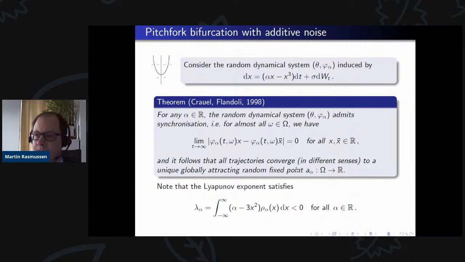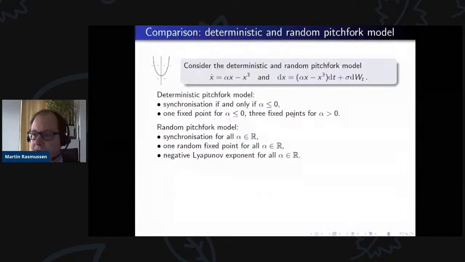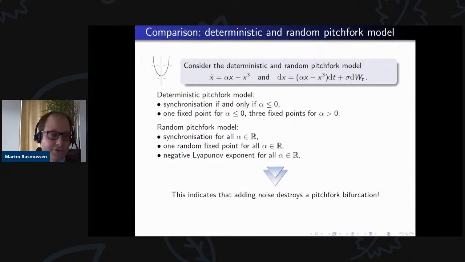But let me now summarize. So we have the deterministic pitchfork bifurcation, and we have the random pitchfork model. And what is the difference? In the deterministic pitchfork model, we have synchronization if and only if alpha is negative, and we have one fixed point for negative alpha and three fixed points for positive alpha. And in the random pitchfork model, we have synchronization for all alpha, and we have one random fixed point for all alpha, and we have negative Lyapunov exponents for all alpha. So this indicates in particular that if you add noise to this pitchfork bifurcation, you destroy this bifurcation.